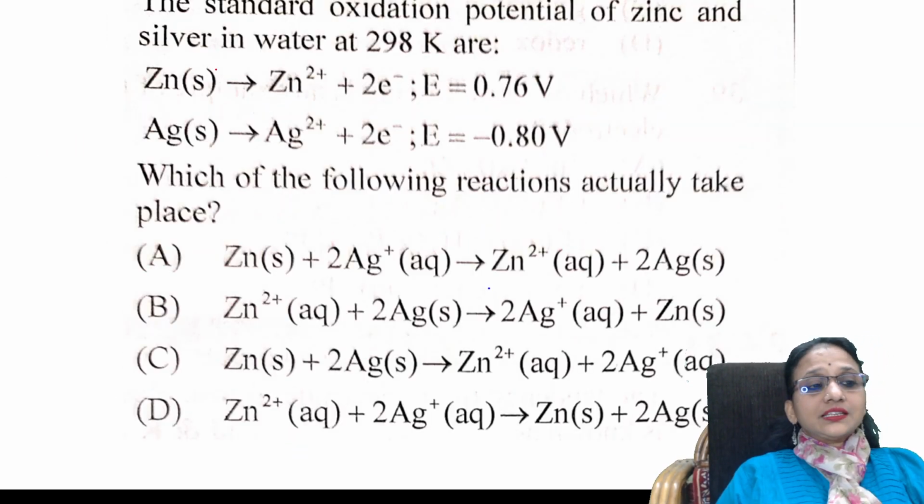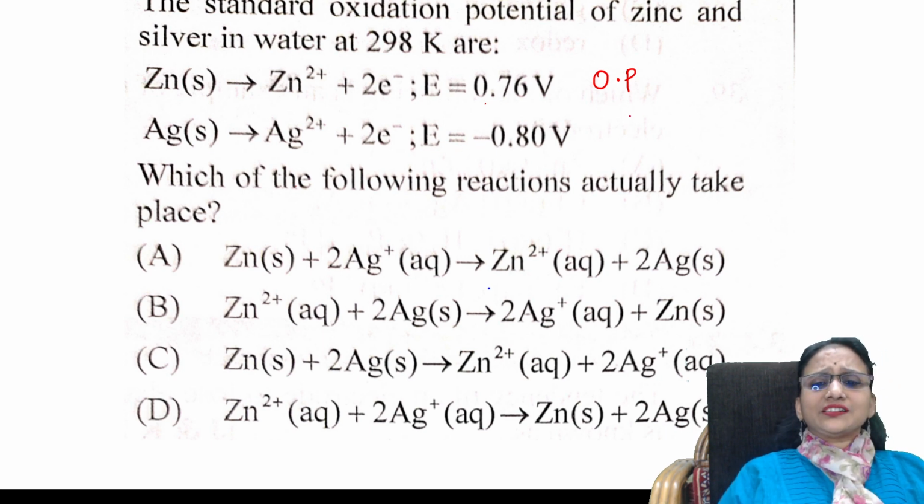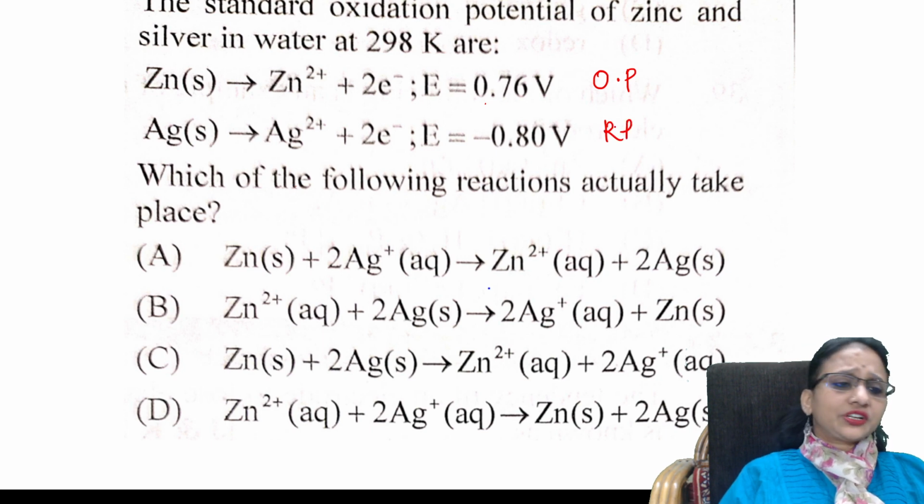Oh, big question. The standard electrode potentials of zinc and silver in water at 298 Kelvin are given. Which of the following actually takes place? Now understand carefully. Let us see which is oxidation, which is reduction. Observe, students. Here in this case, the first one is oxidation potential. In the next case, it is given with the opposite sign. This is reduction potential.